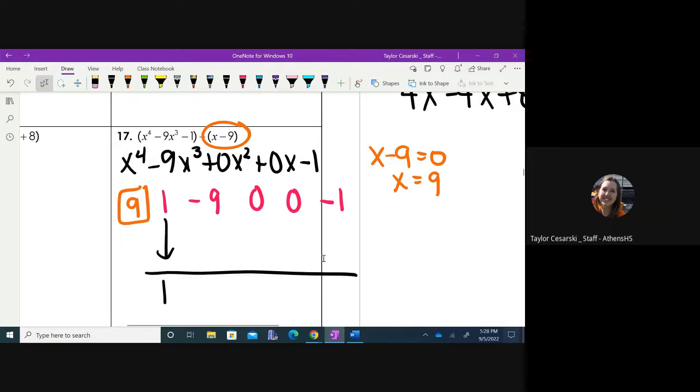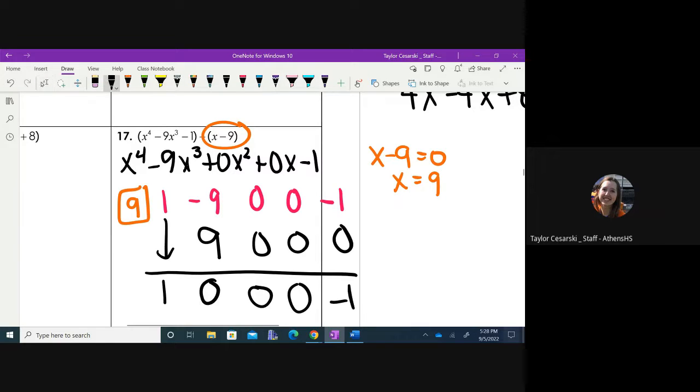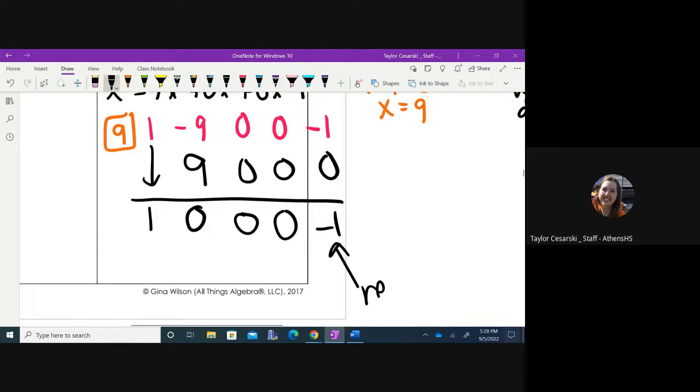1 times 9 is 9. Add down 0. 0 times 9 is 0. Add down 0. 0 times 9 is 0. Add down is still 0. 0 times 9 is 0. Add down is negative 1. So this right here is your remainder. This is your constant.